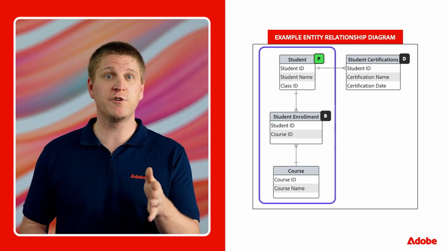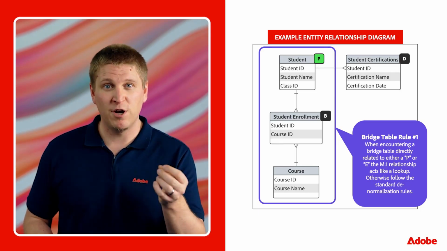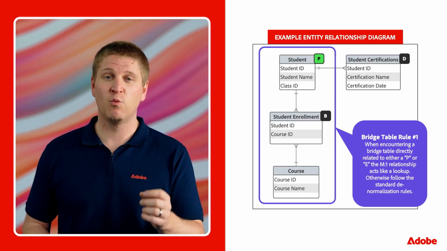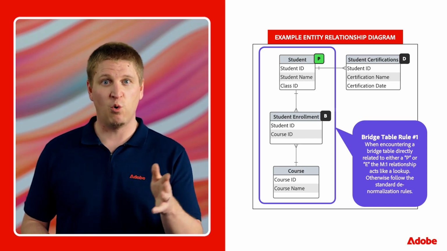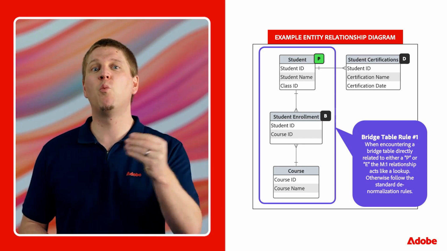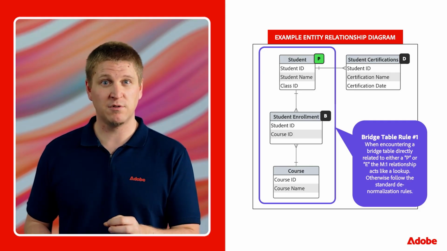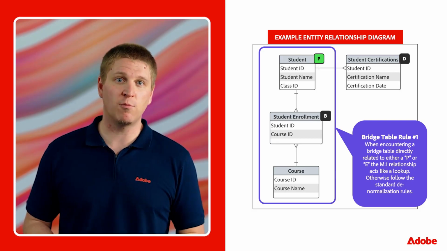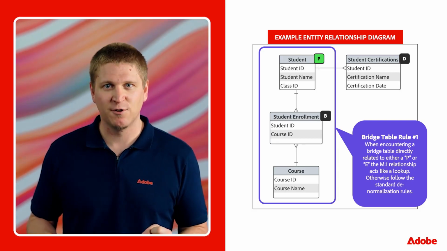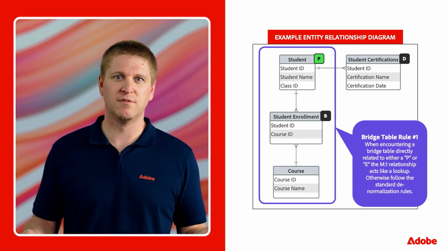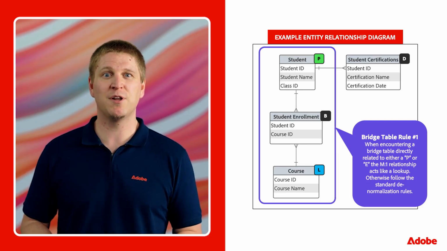And then this also triggers the first rule of bridge tables. Bridge table rule number 1 states simply, when you encounter a bridge table directly related to either a P or an E, the many to one side of that bridge acts like a lookup table. Otherwise, you would follow the normal standard denormalization rules. Interesting, we just found a lookup table. So following this rule, the other side here would be labeled as an L.